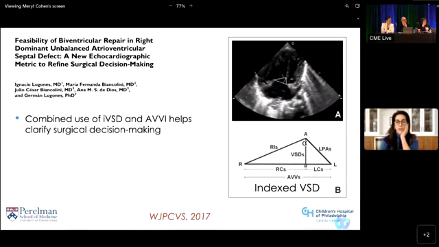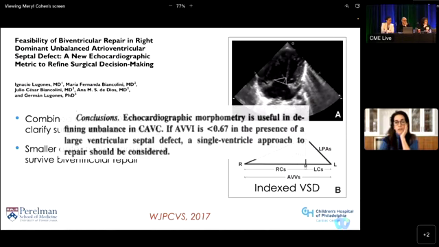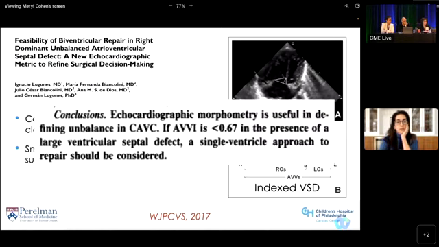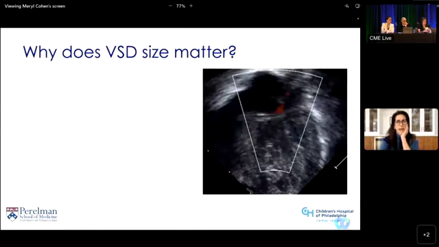And that, along with the AVVI that we described, helps clarify surgical decision-making. Smaller defects, or smaller indexed VSD, were more likely to survive biventricular repair. So really the conclusion we reached in 1996, about the presence of a large VSD being a risk factor, has really held over all of these decades. And why does the VSD size matter?